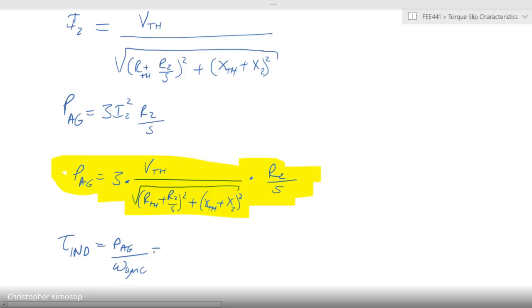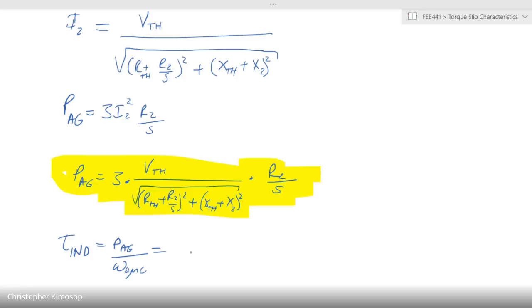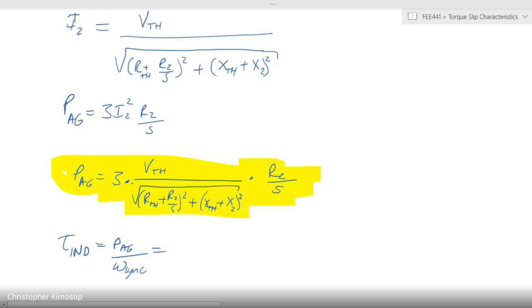Yes? Excuse me, sir. I thought the I2 was squared. But you just replaced it as I2. Ah, okay. Actually, we have left a step. So it is actually squared. In fact, it's good you've raised that. So we need to square it, whereby we've skipped a step.